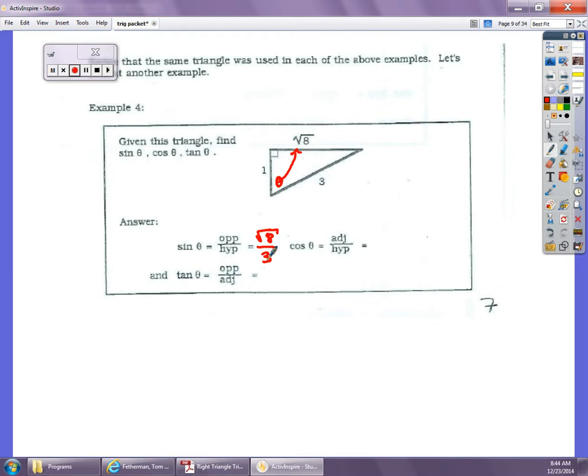The cosine is adjacent over hypotenuse. Well, here's our angle. Adjacent is 1. And the hypotenuse is still 3. And the tangent is going to be opposite over adjacent. Well, opposite, adjacent. So you get the square root of 8 over 1. And that's how we figure out these three trig ratios. So we have sine, cosine, and tangent.